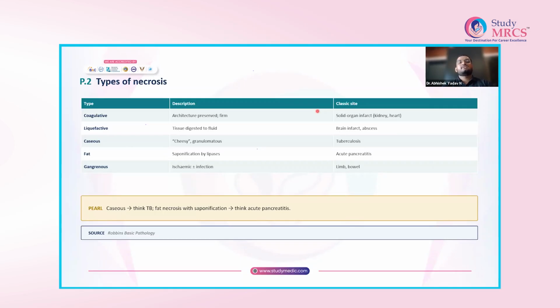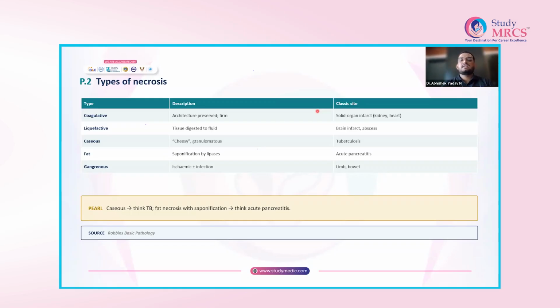Okay. Now, liquefactive necrosis can occur where there is no proper supportive tissue, as in the brain and central nervous system, where there is a brain infarct, okay, following a CVA. That's how we identify liquefactive necrosis. Caseous necrosis is one we'll most commonly come across. It's called cheesy or granulomatous necrosis. The most common example is tuberculosis, where we have the granuloma with the central caseating necrosis.